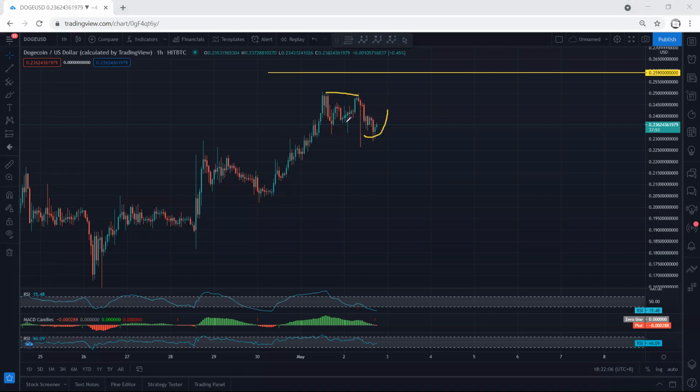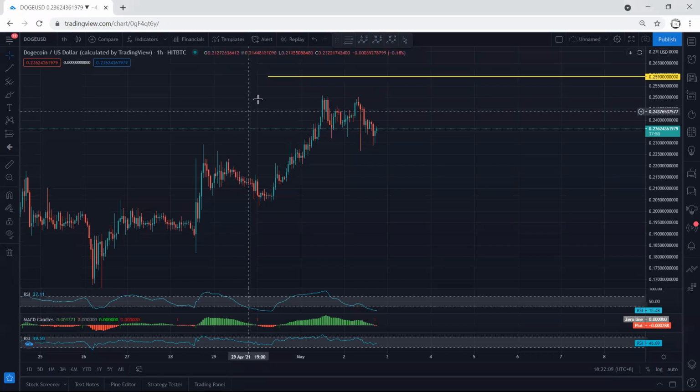Okay, because we already have a flag. In this case, we just follow the chart. If I see any update, I will share. Thanks.